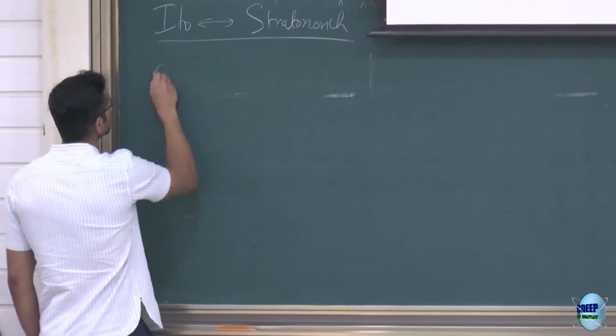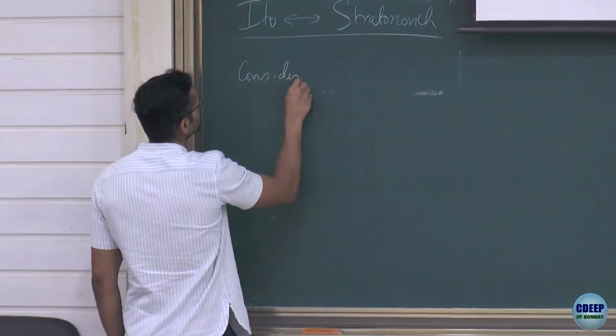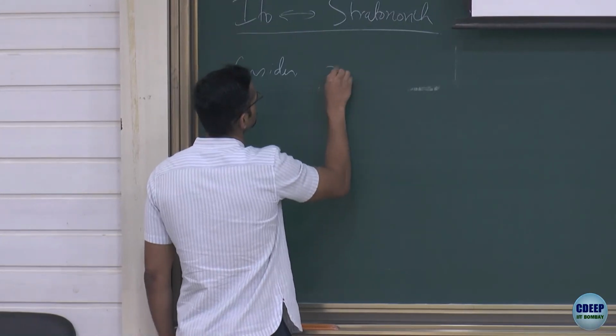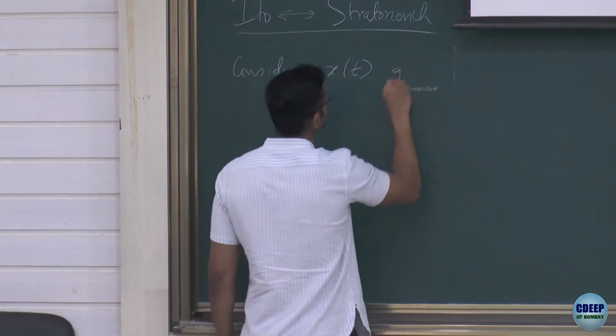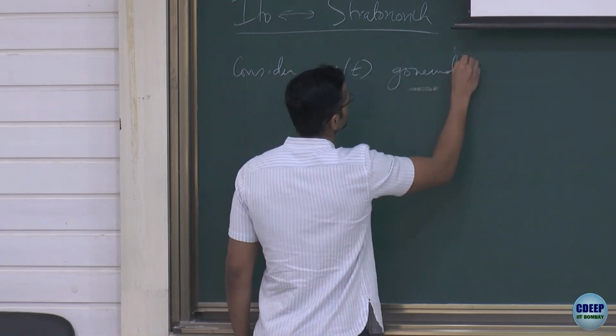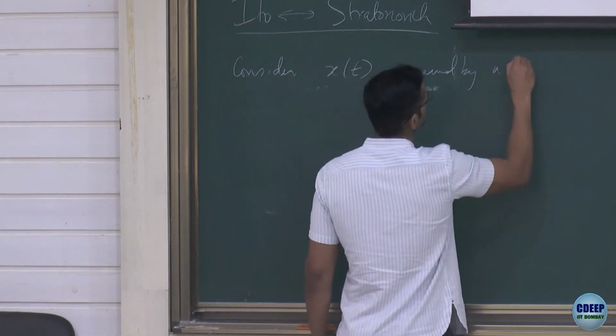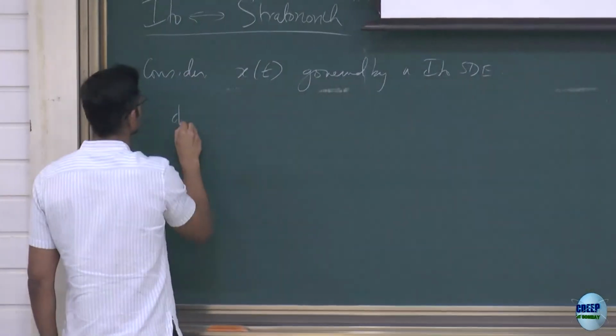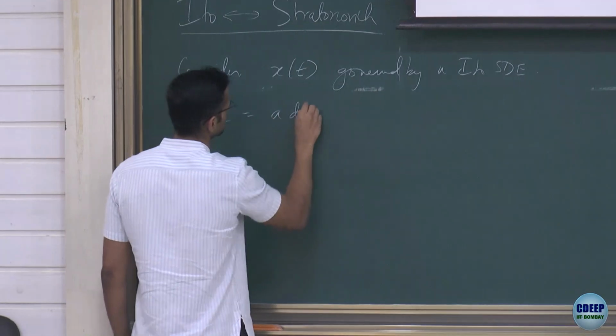So let's begin by, so consider a process x of t that is governed by an Ito SDE, which is the usual form we take.